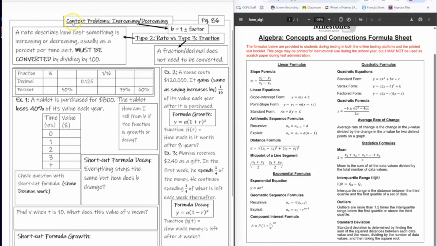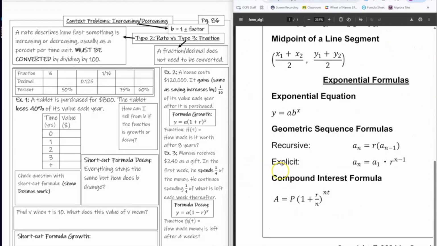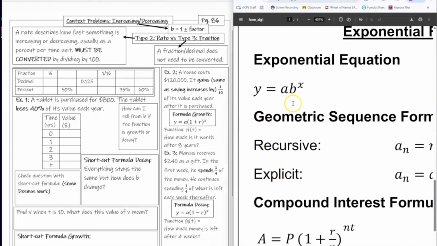We're going to continue looking at the different types of contextual problems that you can get, with today focusing on increasing, decreasing. So as always, we're looking at exponential functions. I'm going to go where it says exponential formulas. And we know that our exponential equation is y equals a b to the x. A meaning my initial value, b meaning my growth or decay factor, and x meaning time.